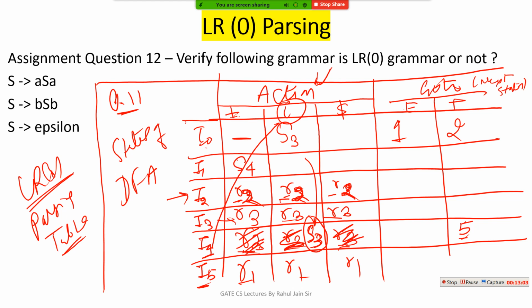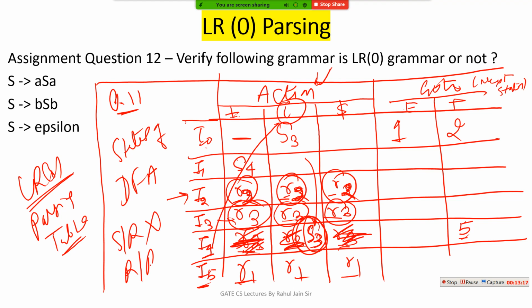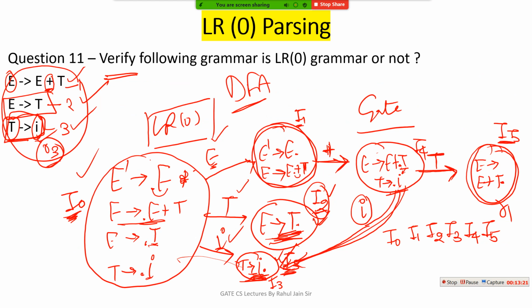So here R2 is there, R2 is there, R2 is there. Here R3 is there, R3 is there, reduced 3 state. Here only S3 is there, this is blank, this is again blank, and this is R1, R1 and R1. So I am not getting any shift reduce conflict, as well as I am not getting any reduce reduce conflict. That is why this grammar, question number 11, is an LR0 grammar.